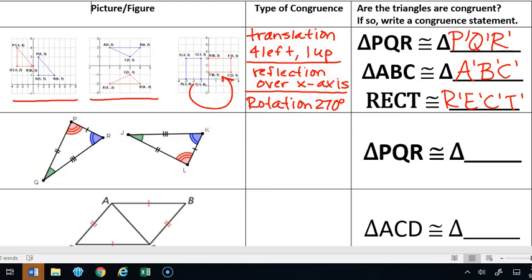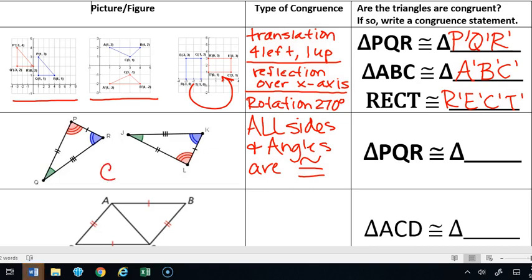Hopefully all of y'all can see that angles Q, R, and P are congruent to angles J, K, and L, and that we have congruent sides as well. We have one tick on PR and one tick on LK, and so on and so forth. So we can say for this one that all sides and angles are congruent, right? And as a result of that, if we have that statement first, then we can use CPCTC. So this is when we would use CPCTC to solve missing parts.